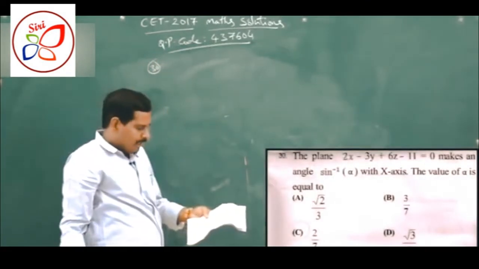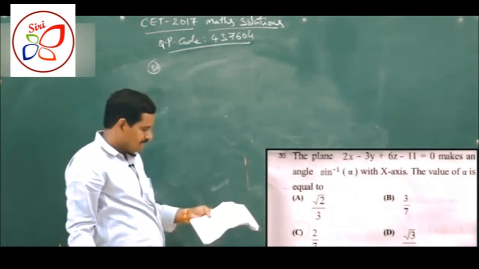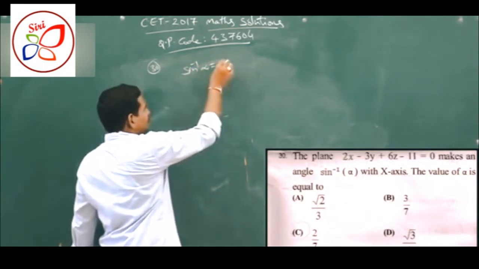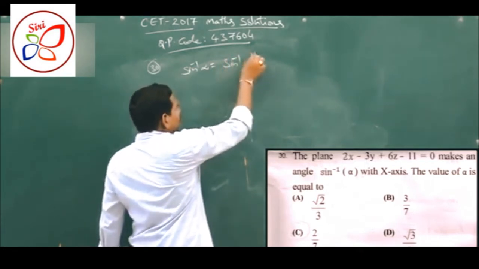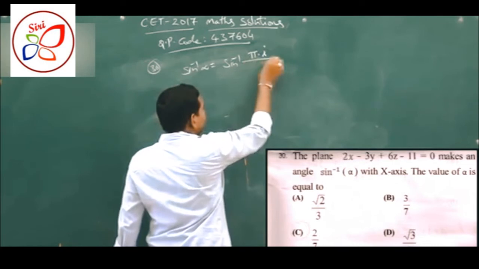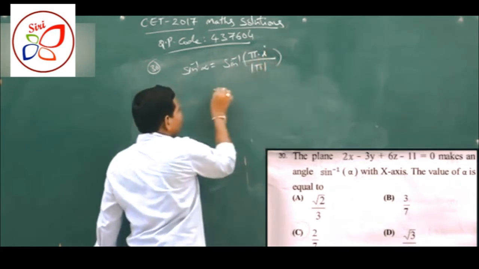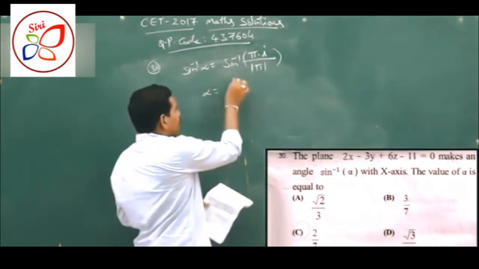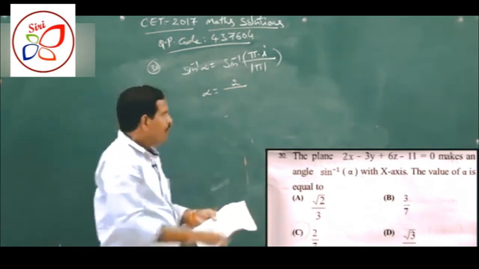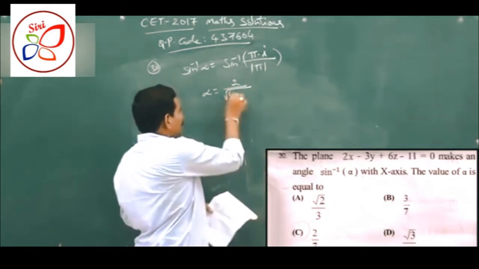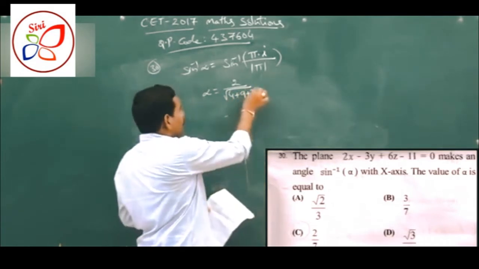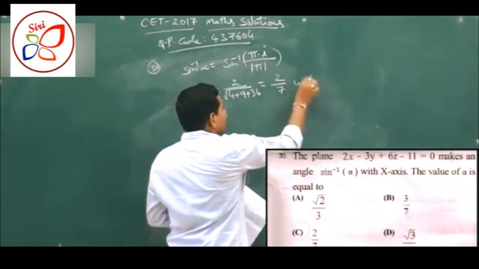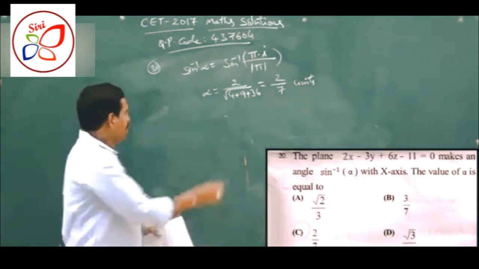Question number 30. The plane makes angle sin inverse alpha with x axis, then what is the value of alpha? Here formula: sin inverse alpha is equal to sin inverse of the plane is pi, suppose x axis means i, by modulus of that value. So alpha is equal to numerator value with i means 2 by under root 4 plus 9 plus 36. This is 49, root 49 is 7, 2 by 7 units, which is given in third option C.